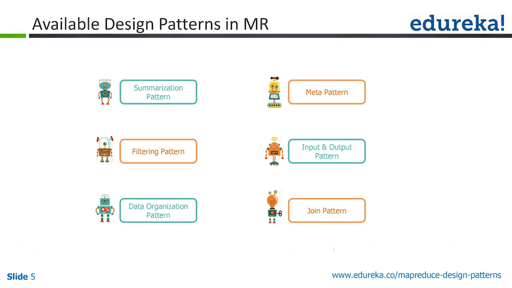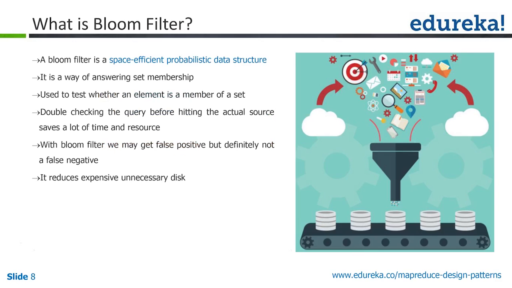So I will take one of the patterns, the filtering pattern, and go over its use case so that you can understand how smartly and efficiently it works. We are going to use a filtering pattern called Bloom filter, understand how it works, and how to apply it on top of your MapReduce design pattern.